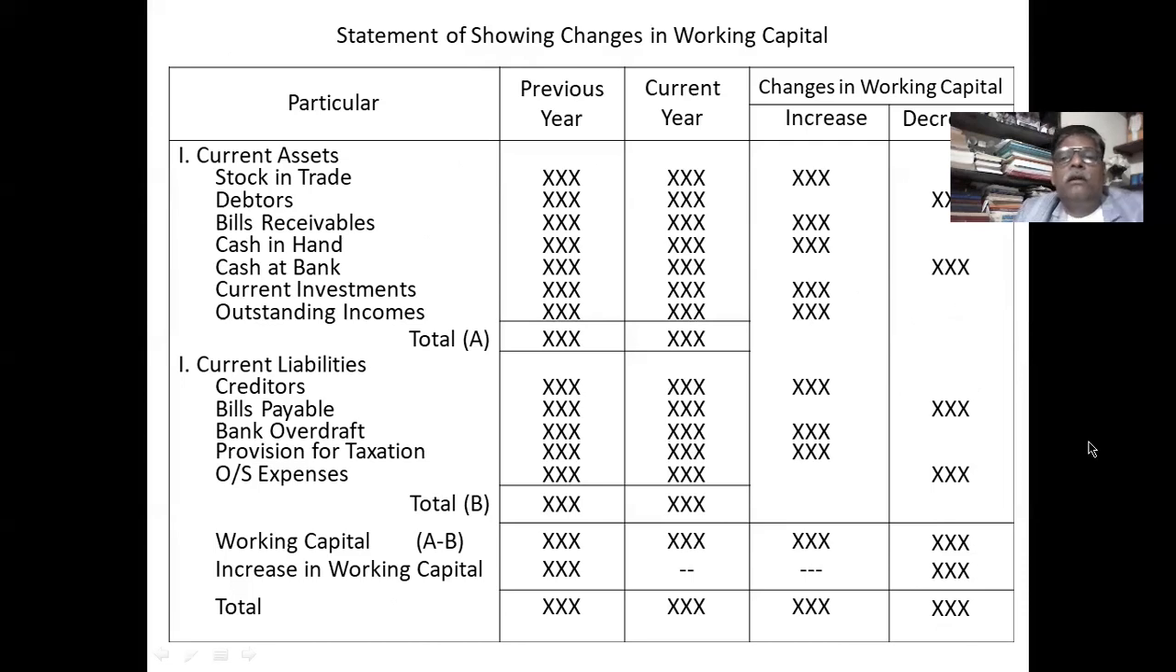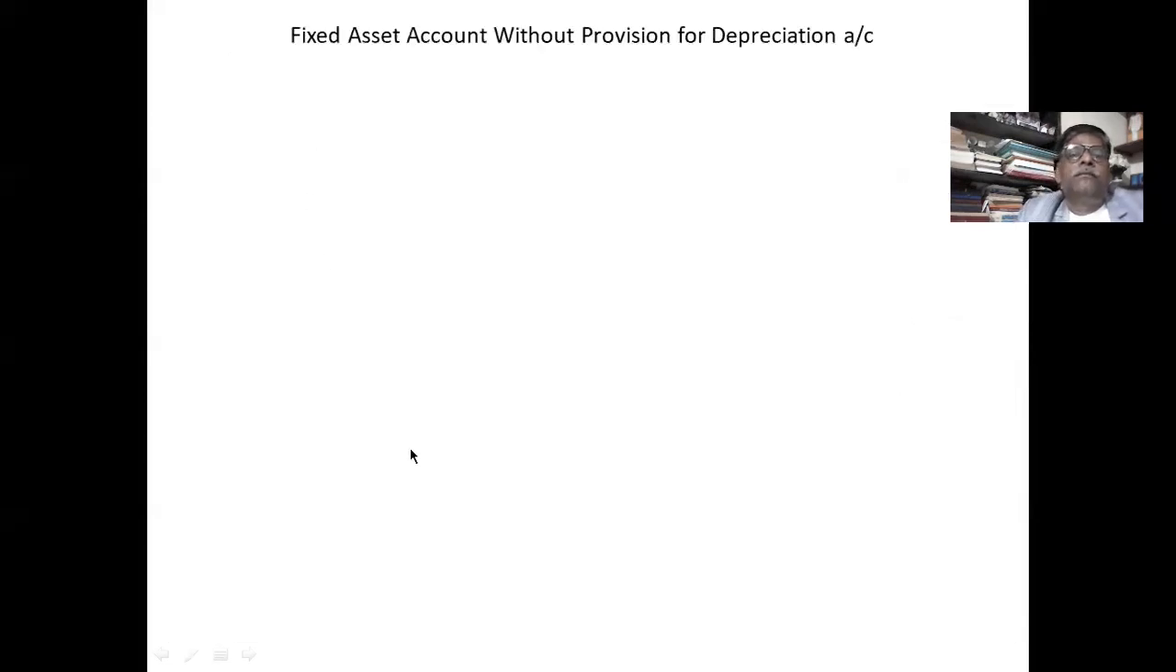Here, and next is the fixed asset account. Fixed asset account without provision for depreciation. You have to prepare the fixed asset accounts, that is machinery account, patent machinery account, furniture account, then building account, plant account. Like that, you have to prepare some accounts.